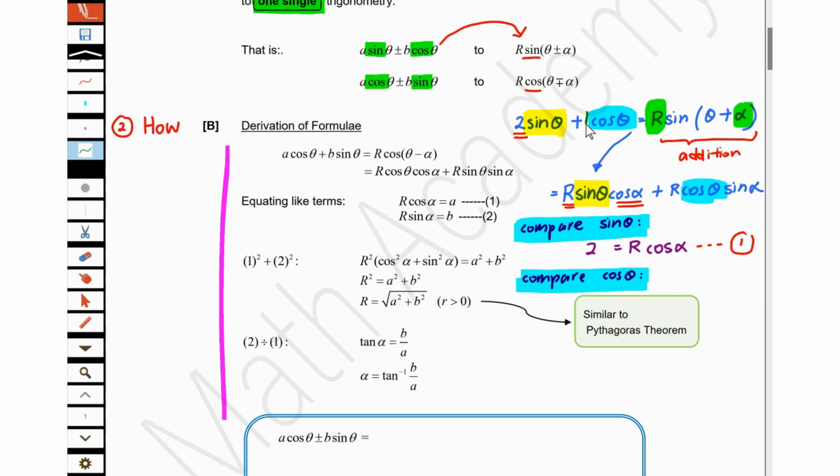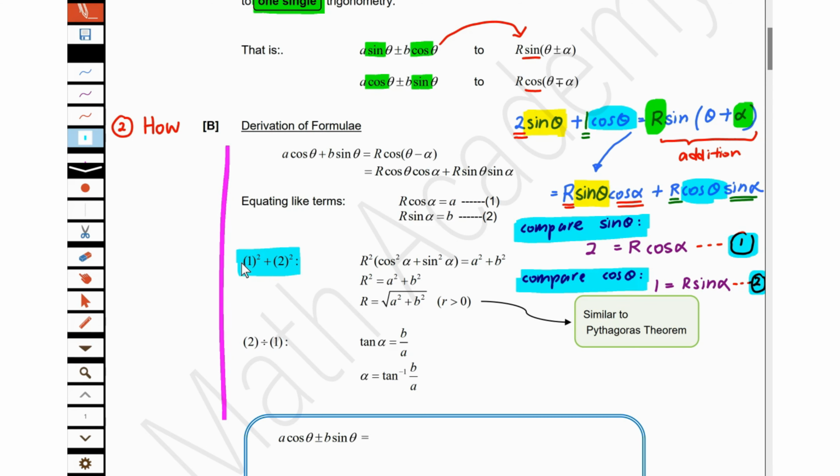So there's a 1 at the cosine position, then there's an r sine alpha. If you look at the green color underlined portion, that will give us a comparison of cos theta. So comparing cos theta, I get 1 equals r sine alpha. I'm going to label this as simultaneous equation number 2. Now what do I do with number 1 and number 2? You have 2 things to do.